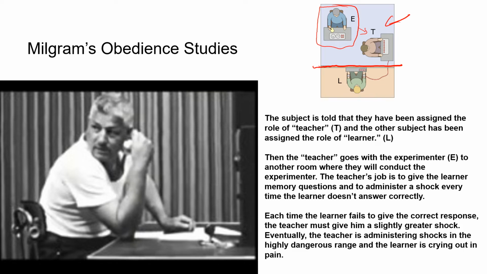And as you'll see in the video in just a second, the only thing the experimenter ever said is, you must continue. If the teacher, who is again the participant, said to the experimenter, I don't think I should go on, I don't want to shock him anymore, the experimenter would just say that the experiment must go on. You must continue. That's all the experimenter did. Watch this video and you'll get a chance to see some of what was done.